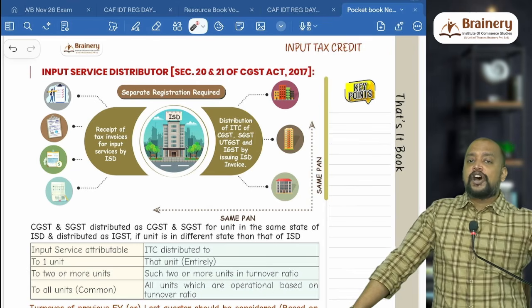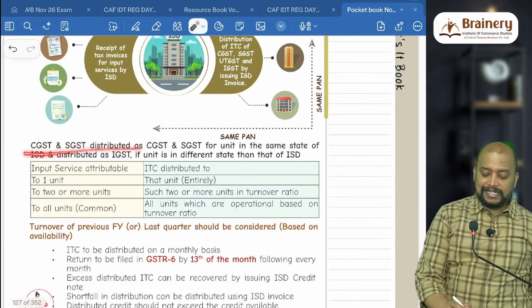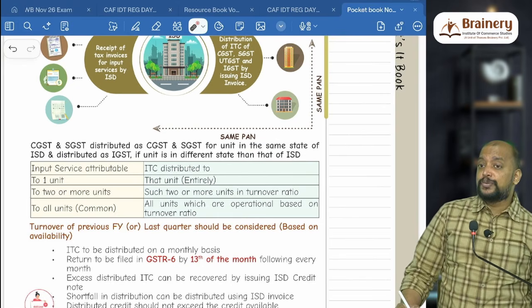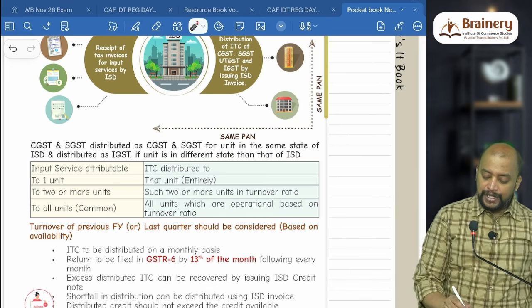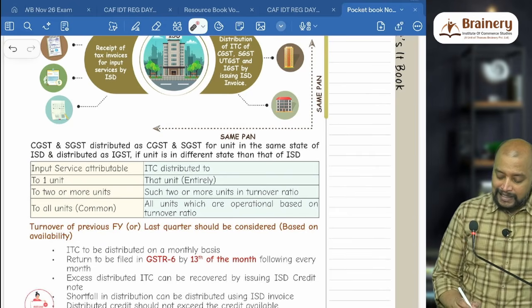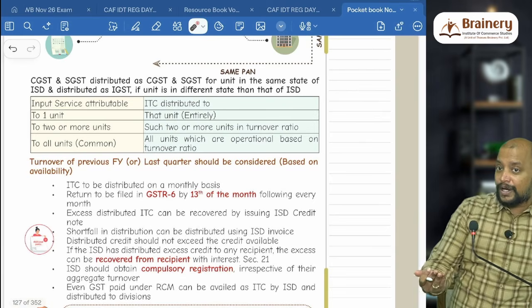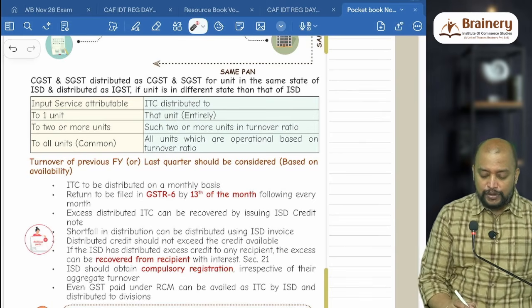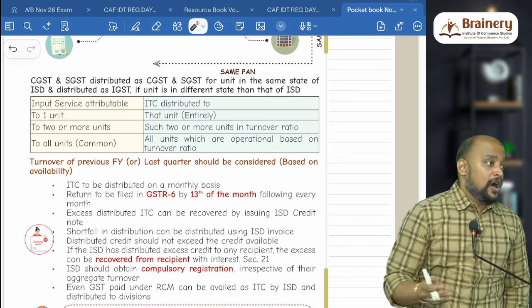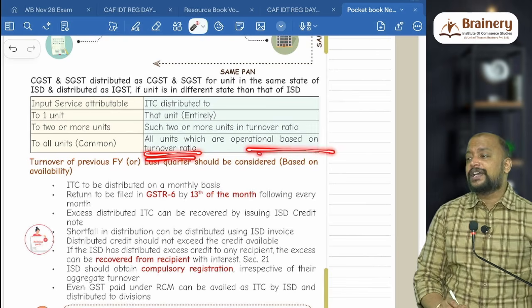registration even though they have a normal registration, and they will distribute CGST, SGST as CGST, SGST for the unit in the same state, whereas they will distribute it as IGST to the unit in a different state. Suppose the service is attributable only to one unit, the entire ITC will be distributed to that unit. Suppose it is attributable to more than one unit, then you need to see the turnover of such units. Suppose it is common, attributable to all, then it will be based on the turnover of all operational units.